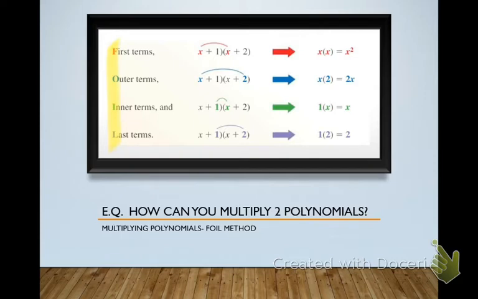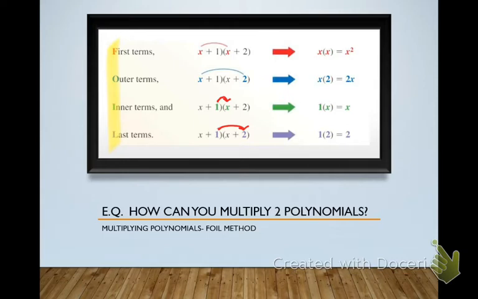All right? So multiply your first terms, then multiply your outside terms. So here we have x times 2 equals 2x. Then you multiply your inside terms. 1 times x equals 1x, or just x. Then you will multiply your last terms together. 1 times 2 equals 2. Then the last step would be to combine all of our like terms.